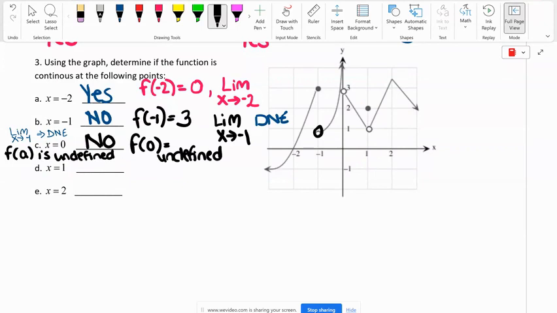Okay, let's look at x equals 1. First of all, let's say how many people said yes, it was continuous? How many people said no, it was not continuous? Good. It was absolutely not continuous. Can somebody tell me why it was not continuous?